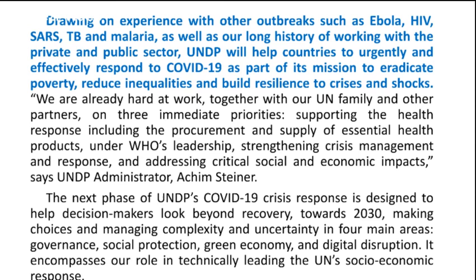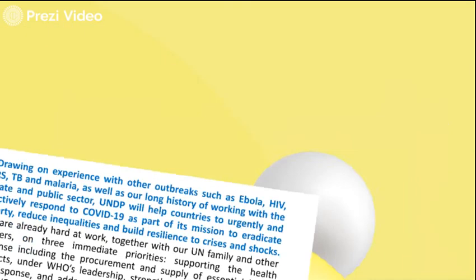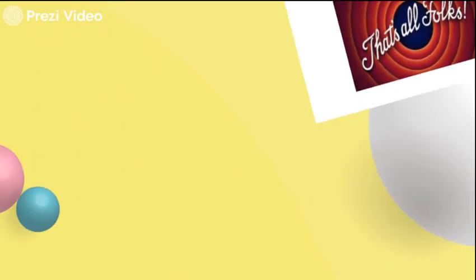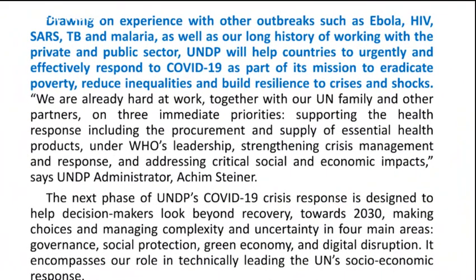So this is my conclusion. Obviously, the conclusion did three things before we wrap up. The conclusion, of course, restated the main idea of the text, summarized and gave an outlook of what should be done, a recommendation, okay? Governance, a complexity, okay? The next phase of UNDP's COVID-19 crisis response is designed to help decision makers look beyond recovery. What should be done? Okay, in four main areas: governance, how to govern your people, protecting the people, green economy, and digital disruption.